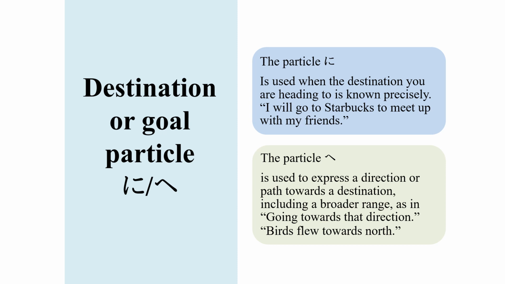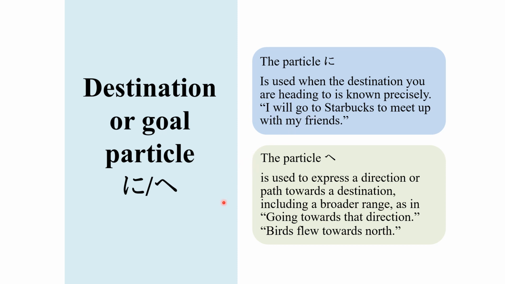Earlier, I mentioned that there are subtle differences between the particles ni and e. Although both can indicate a destination, they each carry nuanced distinctions. Ni is used when the destination is specific and a noun highlighting the exact point of arrival. For instance, when you say, I'll go to Starbucks to meet up with my friends, ni emphasizes that you're going to a specific location. In this case, Starbucks.